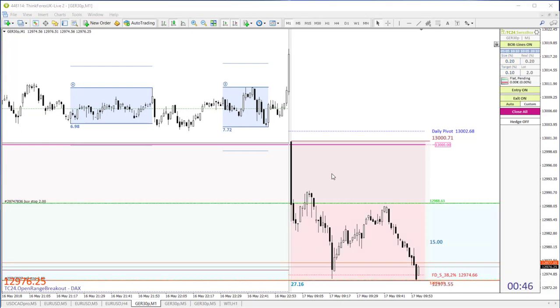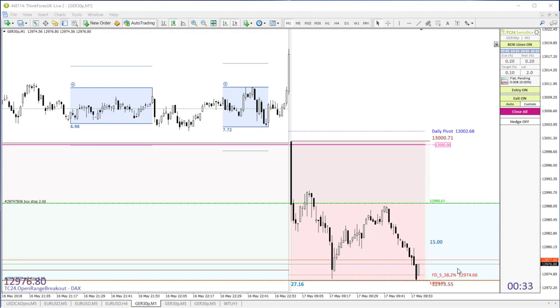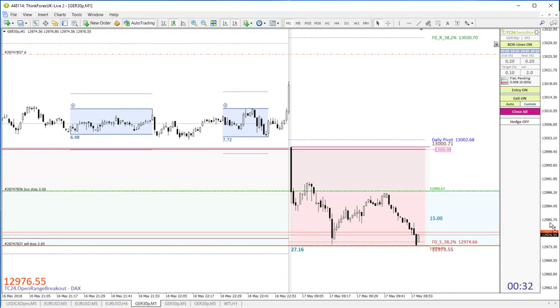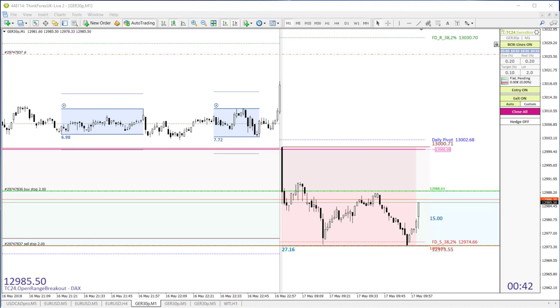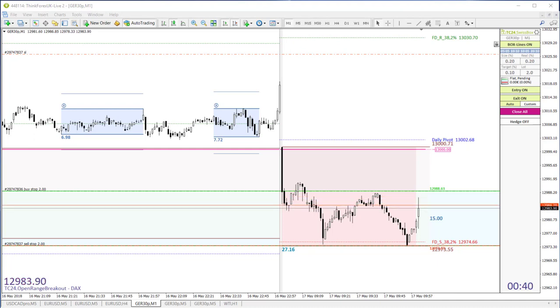So, and I have activated the pending order lines. So the green one, buy pending order, the red one, sell pending order. Both are active, and we now just wait for the first market impulse, which is going to happen in approximately 4.5 minutes. So 9 a.m. the market has opened, 9 o'clock here in Germany, and we are selling.